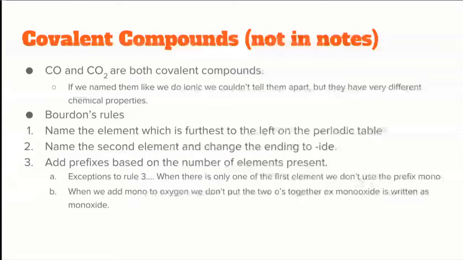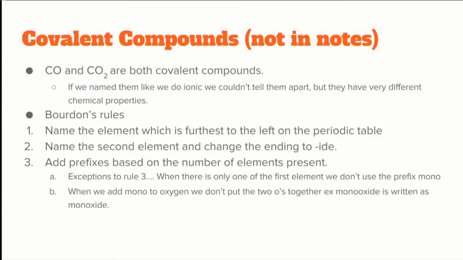If we named these things like we do ionic compounds, we wouldn't be able to tell them apart. We would call this carbon oxide. Name the thing on the left first, the thing on the right second, change the ending to "ide." CO and CO2 are very different things, as are CO, CO2, and CO3. These are carbon monoxide, carbon dioxide, and carbonate. They're all very different. So we need to come up with ways to name these things.